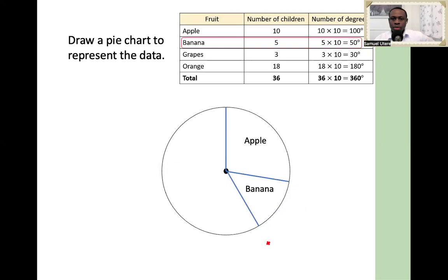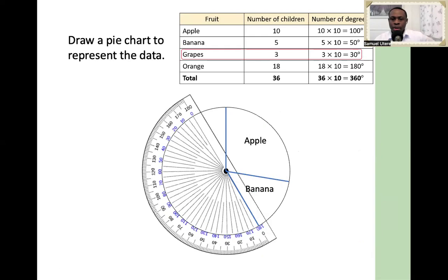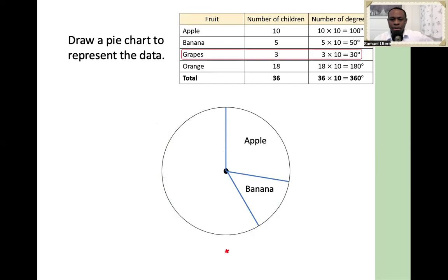Next, we're going to position our protractor again. Notice how we're labeling as we complete our sectors of the circle. So we've labeled this apple, we've labeled this banana. The next one is we're going to start from the zero mark and draw 30 degrees. So we mark 30 degrees, and we take a ruler and draw it to the circumference just before the point where we marked the 50 degrees. The mark is just to guide us to know where we're going to draw our line segments up to the circumference.